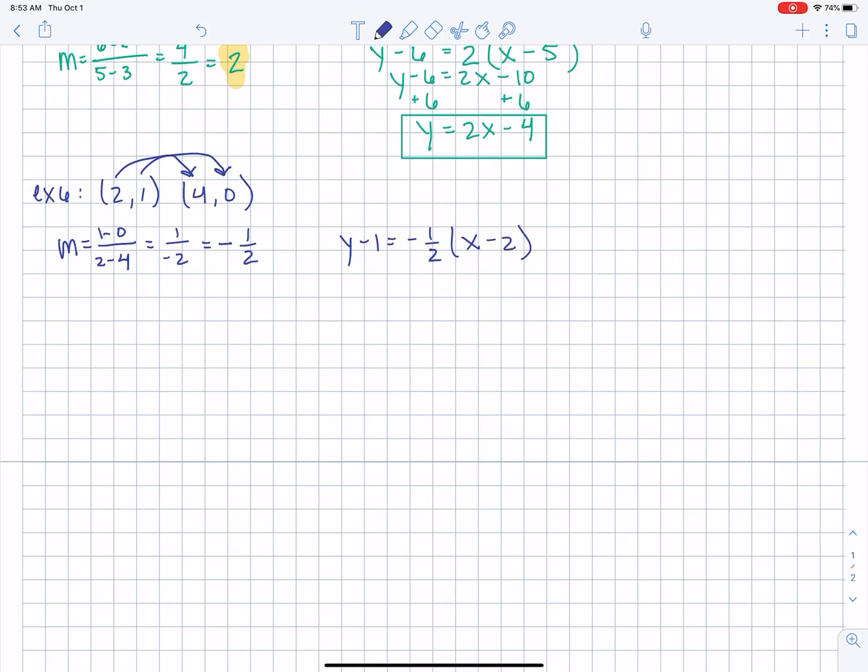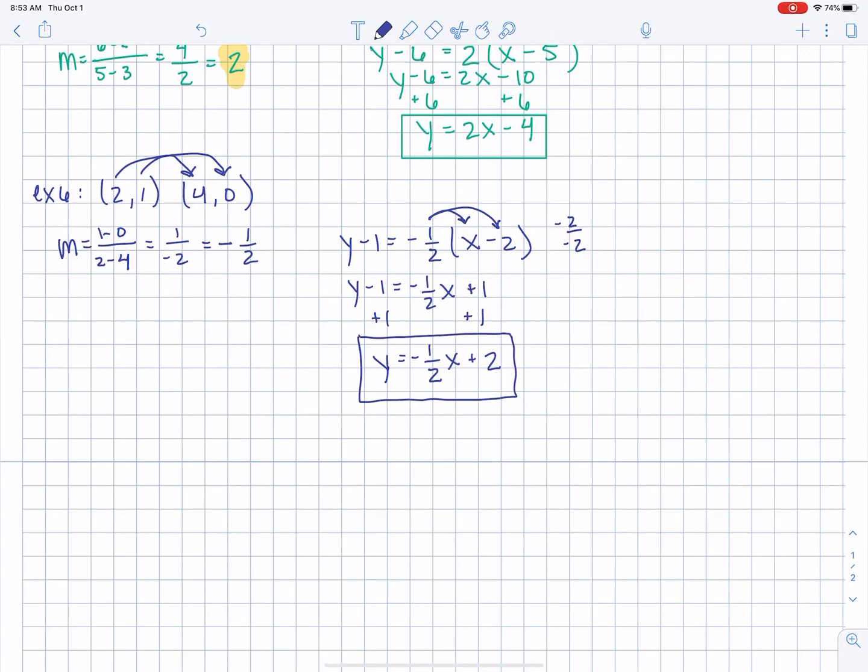Now, even though it's a fraction here, when you distribute this guy, it actually doesn't turn into something too horrible. So we have y minus 1 is equal to, this is just negative 1/2 x, and this turns into a negative 2 over negative 2, which turns into a positive 1 when you distribute that. And now when you add 1 to both sides, your final equation is y is equal to negative 1/2 x plus 2. Y-intercept of 2 and a slope of negative 1/2.